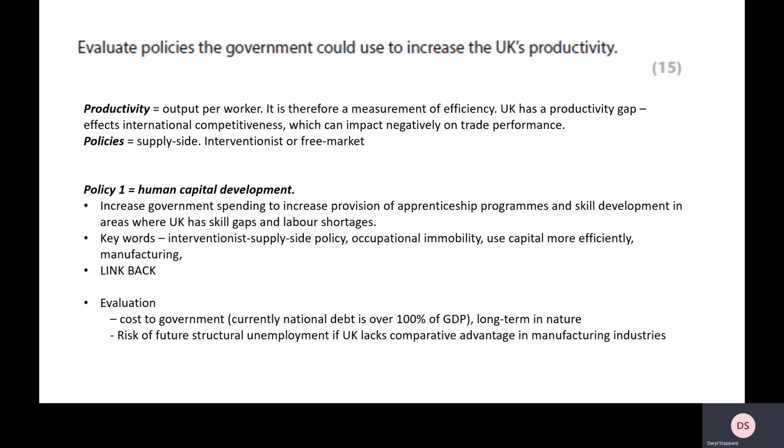What I could do is link this to the fact that the UK has got a deficit in trading goods performance. So this could be targeting improving productivity in UK manufacturing industries. The idea would be that this would tackle skill gaps and labour shortages. So what I'm doing here is pinpointing the policy on the area of the UK economy where we struggle when it comes to international competitiveness. It's about upgrading skills of workers in manufacturing industries.